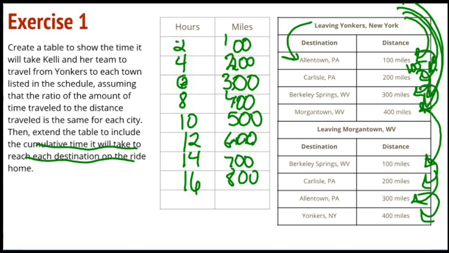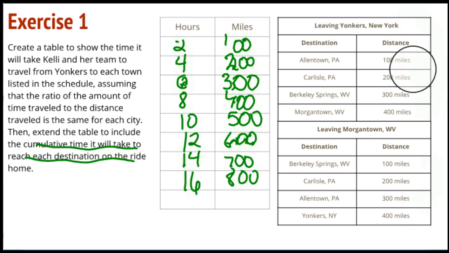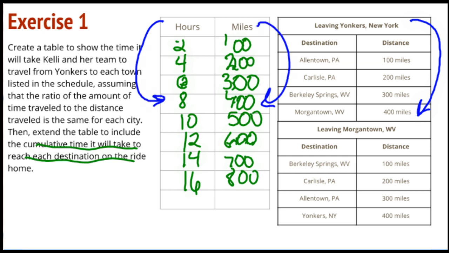So double checking my work here. Do I have them taking 8 hours to get from Yonkers to Morgantown? So they started traveling, traveled 8 hours, and have traveled 400 miles. Yep. So it said that it takes 8 hours, and it says the trip is 400 miles.